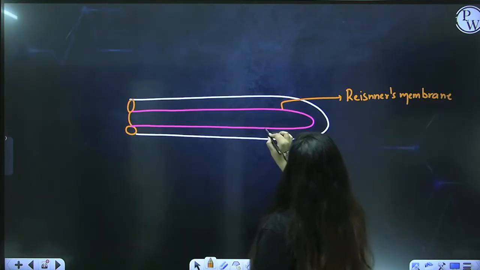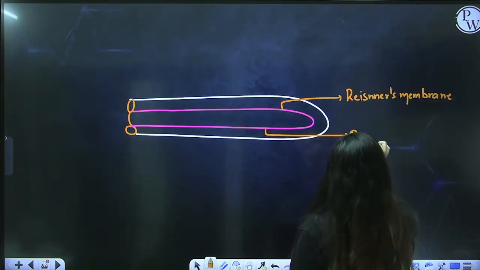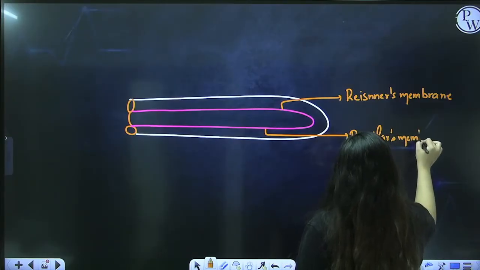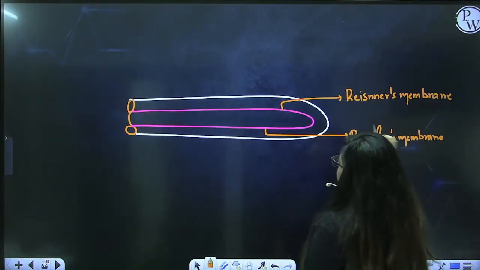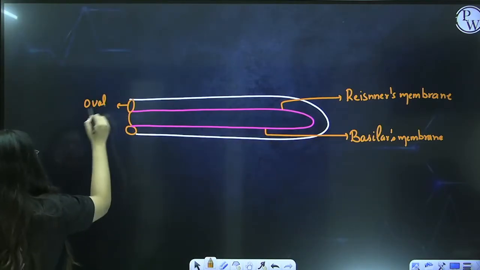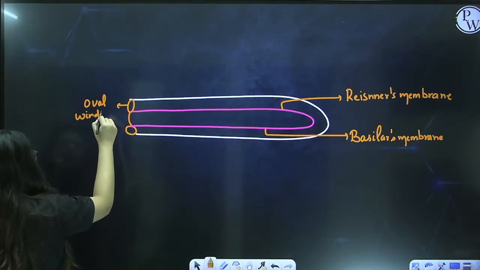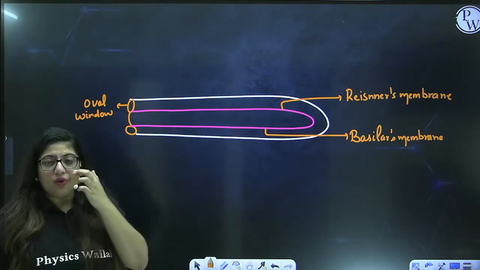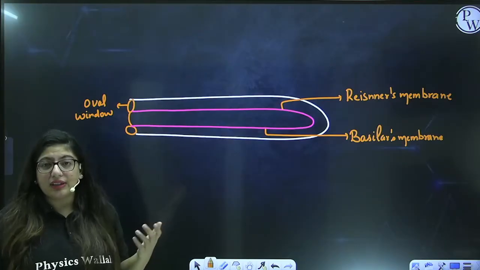And the lower membrane is Basilar's membrane. Fine. And the outer portion is bony, and this is oval window. All right. So now this has divided the entire cochlea into three compartments. And now what are these compartments?